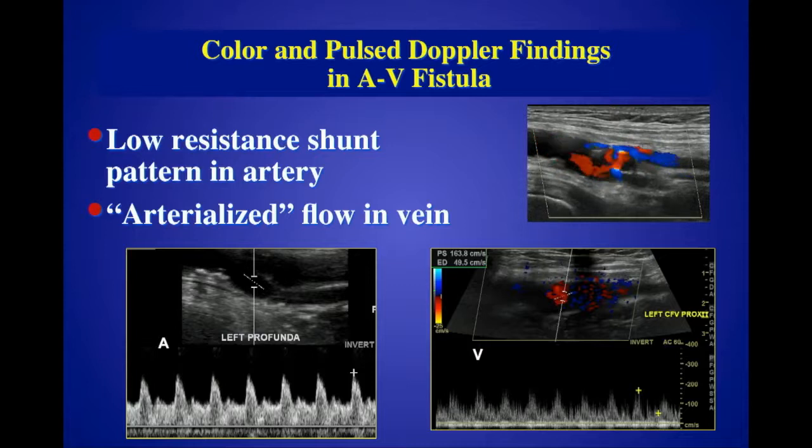So here's another example of a fistula between the femoral artery and vein, and as you would expect, when you sample the artery, you lose the high-resistance triphasic pattern at the site of the fistula. It's now a shunt pattern because it's going from the high-pressure artery to the vein, so it's a low-resistance pattern in the artery. And the venous side no longer has that nice phasic flow pattern, but is now pulsatile like the artery.